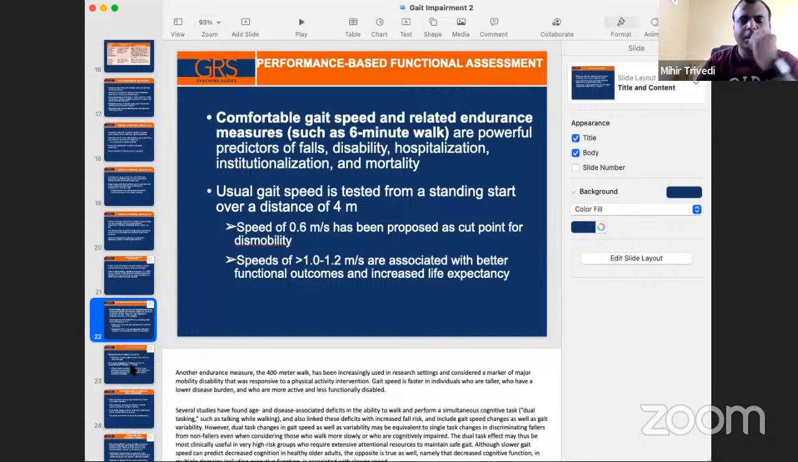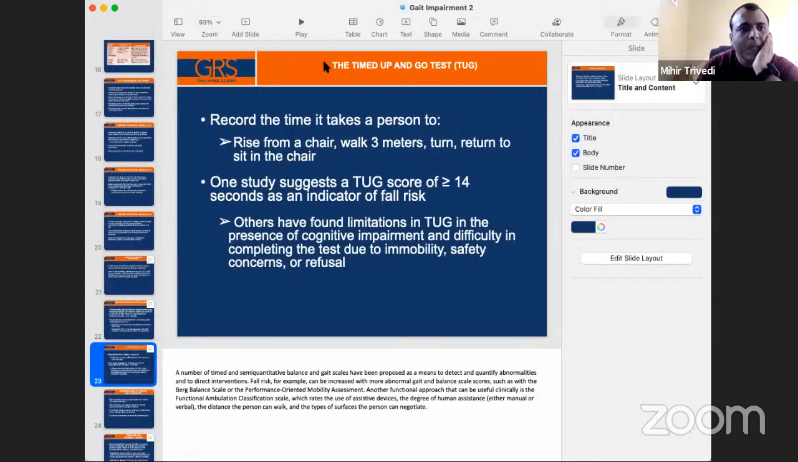Usual gait speed is tested from a standing start over a distance of 4 meters. A speed of 0.6 meters per second has been proposed as a cut point for this mobility. Speeds of more than 1.0 to 1.2 are associated with better functional outcomes and increased life expectancy.